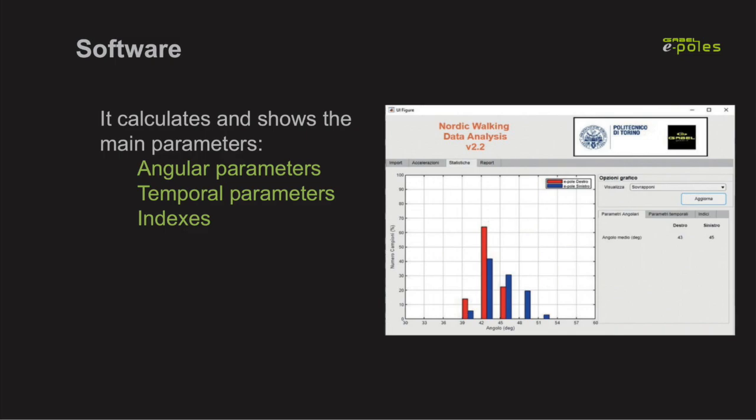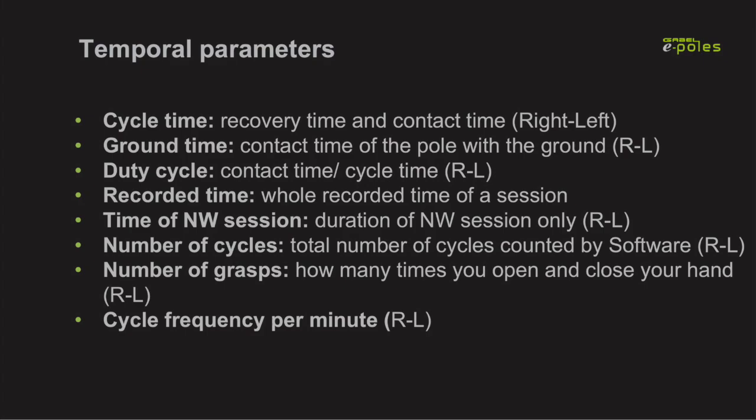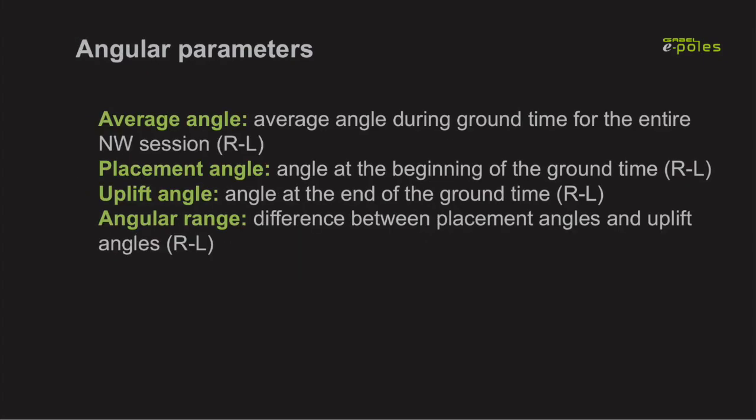The program calculates and shows the main parameters, such as angular, temporal parameters, and the indexes that describe the quality of Nordic walking sessions. The temporal parameters include cycle duration, contact duration, duty cycle, duration of registration, duration of Nordic walking session, number of cycles, number of grafts, how many times you open your hand, frequentation of cycles per minute. The next angular parameter consists of medium angle, angle of position, angle of attachment, and the angular range. For example, the difference between angles of position and angles of detachment.